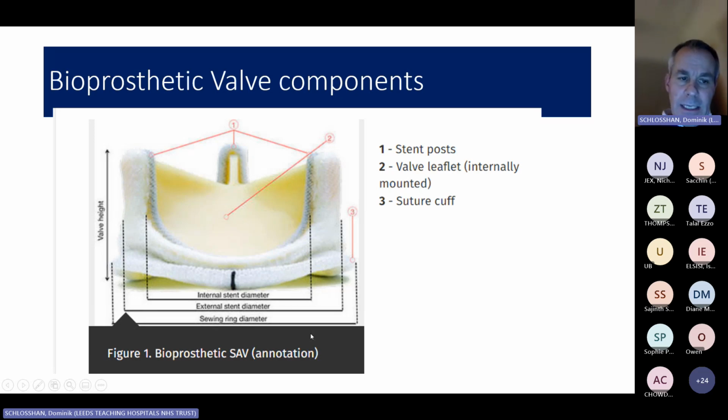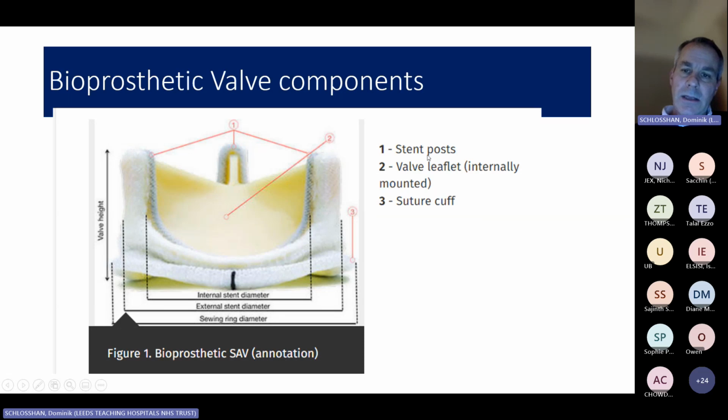You can appreciate that they're different diameters, and I think that's an important message that you might hear about a 21 millimeter or 23 millimeter. What does that refer to? You can see here the internal diameter is a lot smaller than the external diameter or the sewing ring diameter, and that is the important one to know when you have to retreat them, or how big the actual valve is. And I think that's really, really important.